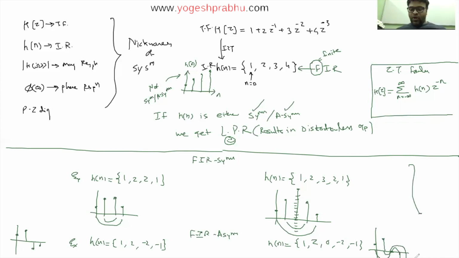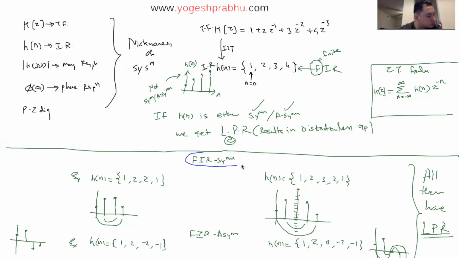Now, all of these have linear phase response. So the condition for linear phase response is that you have either FIR symmetric or FIR asymmetric, and you will end up with a linear phase response. That's it. That's the answer to that question.